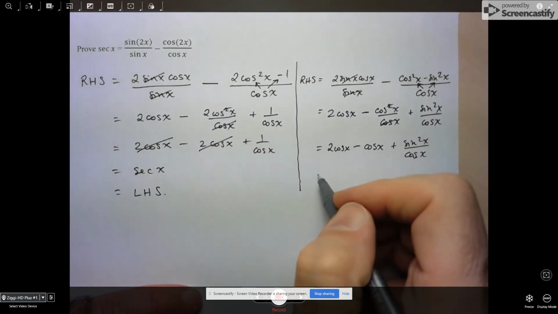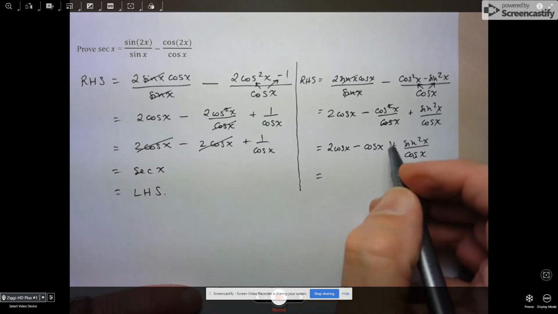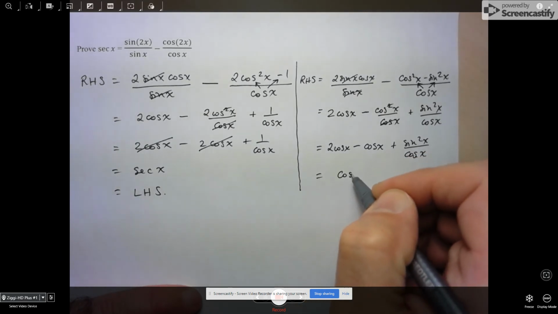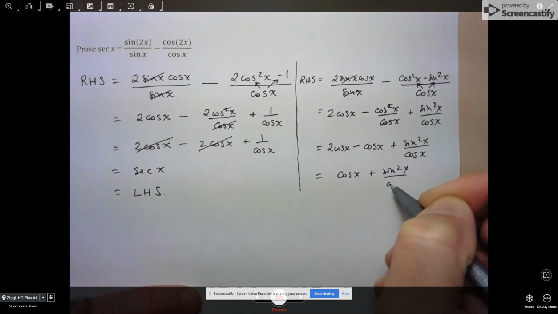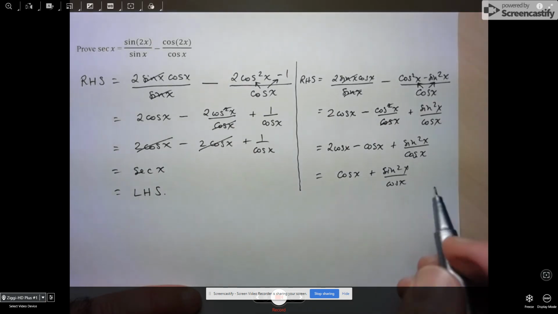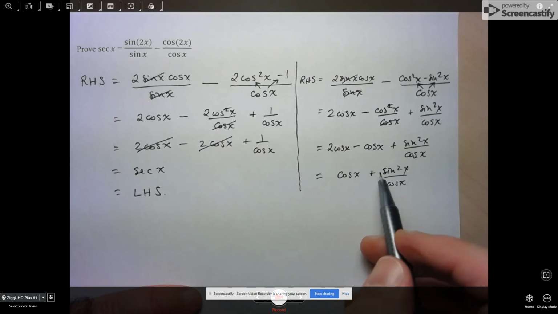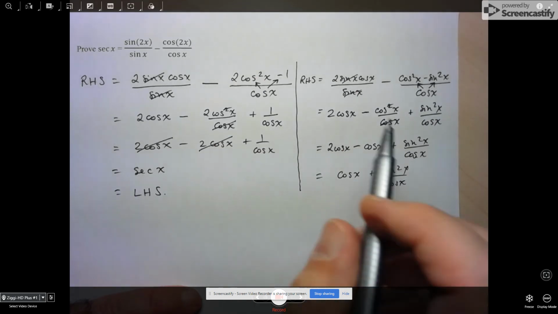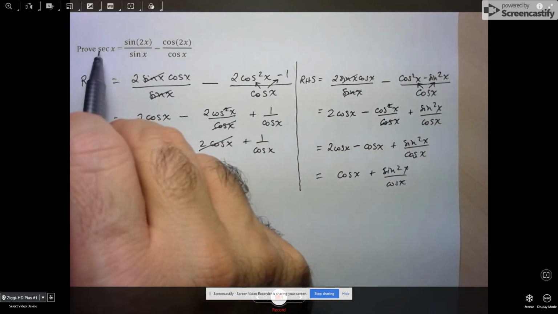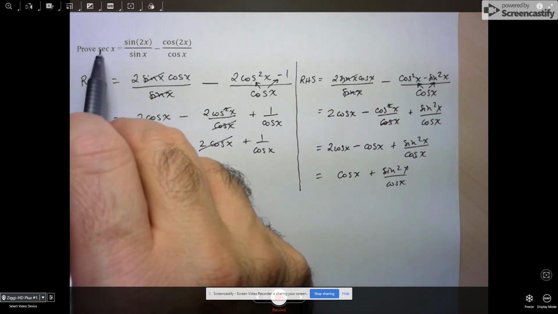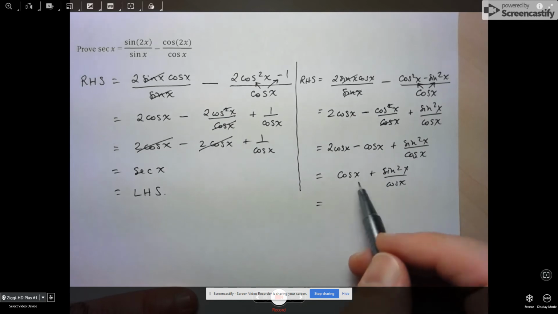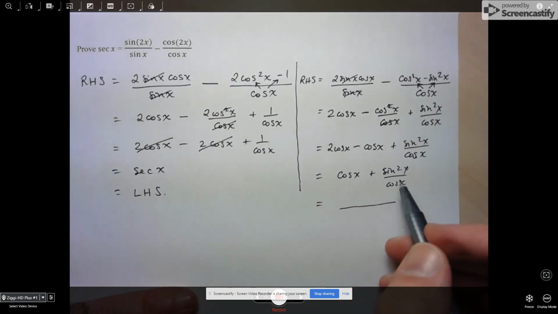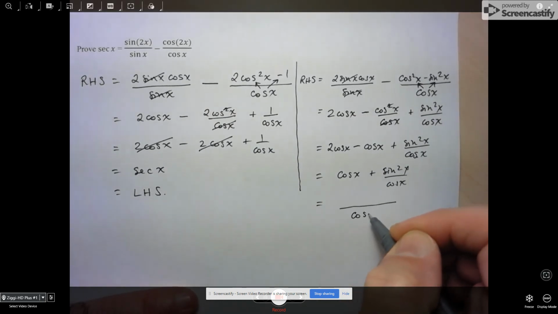All right, and so let me simplify. So 2 cos x minus cos x gives me cos x plus sine squared x over cos x. And so now what I can do is bring these two together under one fraction, because let's take a look at what I have on the other side of the equation. Secant of x can be thought of as 1 over cos x. So let's see what happens. Let's add using a common denominator. So my common denominator is going to be cos x.